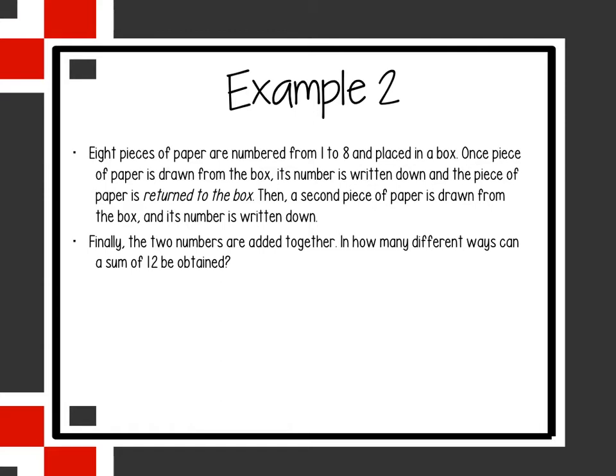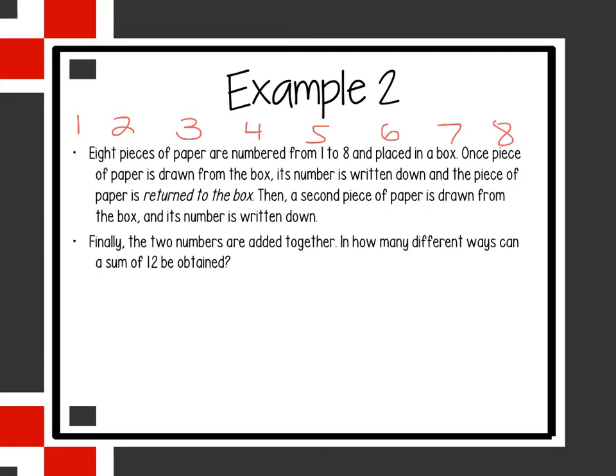Example 2 says 8 pieces of paper are numbered from 1 to 8 and placed in a box. One piece of paper is drawn from the box. Its number is written down and the piece of paper is returned to the box. Then a second piece of paper is drawn from the box and its number is written down. Finally, the two numbers are added together. In how many different ways can a sum of 12 be obtained? So if I have 1, 2, 3, 4, 5, 6, 7, 8.